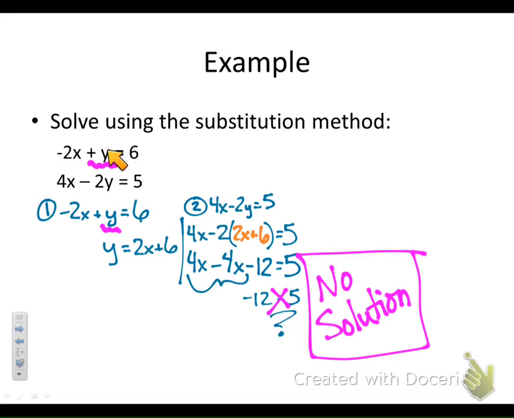If these two lines are supposed to be parallel, that means their slopes should have been the same. One of these slopes would have been this 2. If you would have subtracted that 4x and then divided by negative 2, you would have gotten the same slope. So it's a way to check. If you get a no solution, check to see if they would have had the same slope.